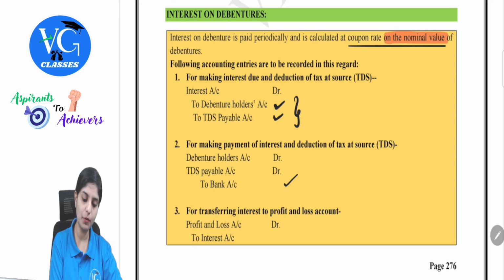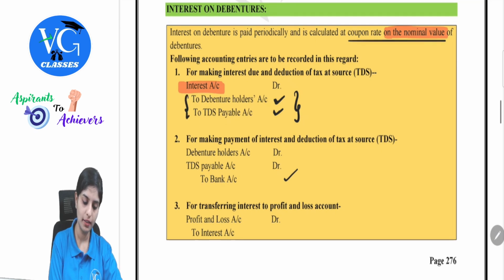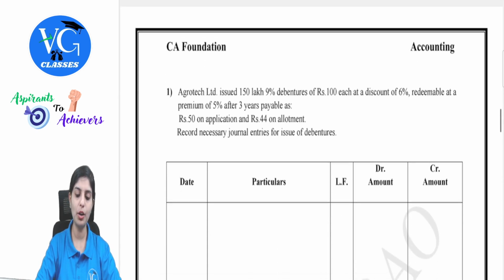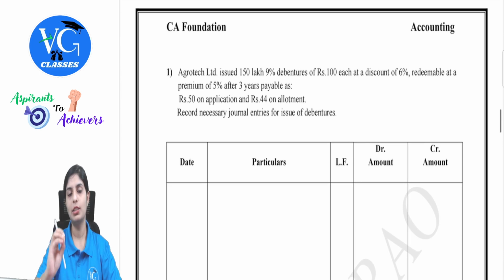Next, for transferring interest to profit and loss account. See here, if you observe, we have opened the interest account. This too will anyway get cancelled here by making the payment. Interest is a nominal account that will be closed by transferring it to P&L. That is the last entry. Profit and loss account debit to interest. Whatever entries discussed, I hope you are all clear with it. This unit is very simple, guys. Just understand the flow of entry. You will be easily going through it.